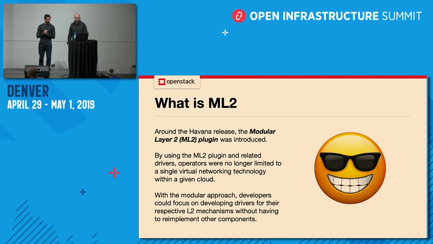Around Havana, the ML2 plugin was introduced. By using the ML2 plugin, operators were no longer limited to a single virtual switching technology. They were able to leverage multiple technologies simultaneously, maybe Open vSwitch and LinuxBridge on 2 different hosts, as well as drivers that could be responsible for configuring the physical network infrastructure. With this modular approach, developers could focus on developing the drivers and not having to re-implement a lot of core facets of the Neutron API.